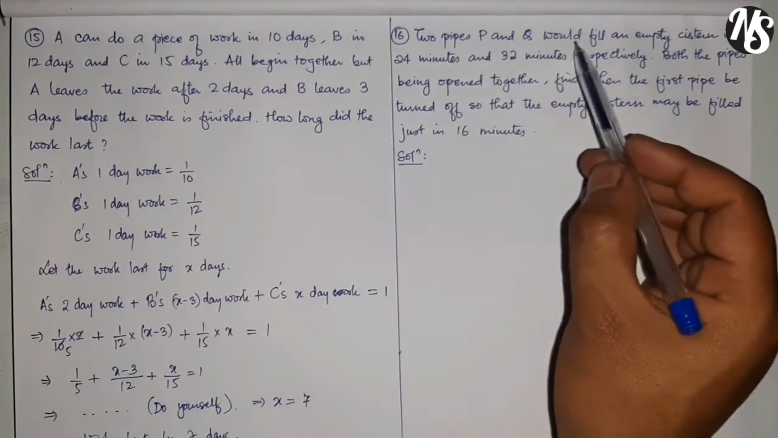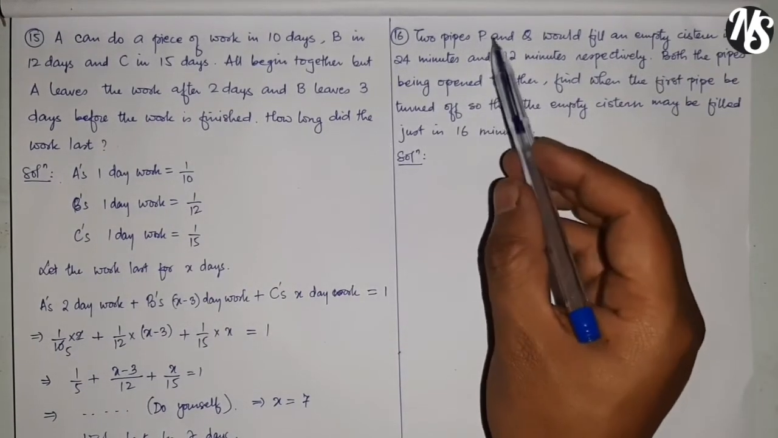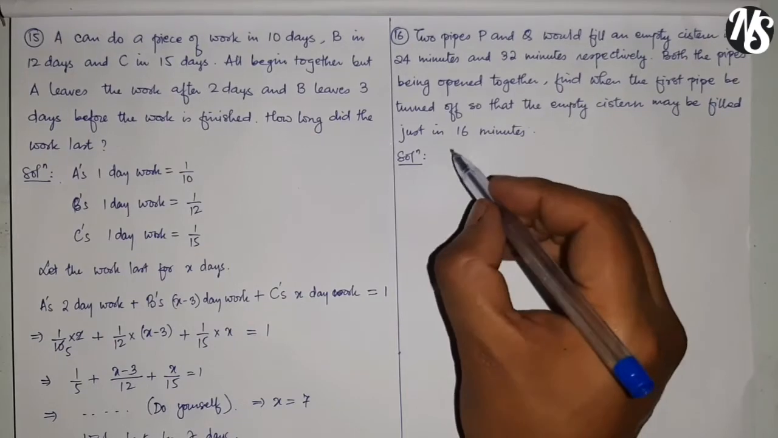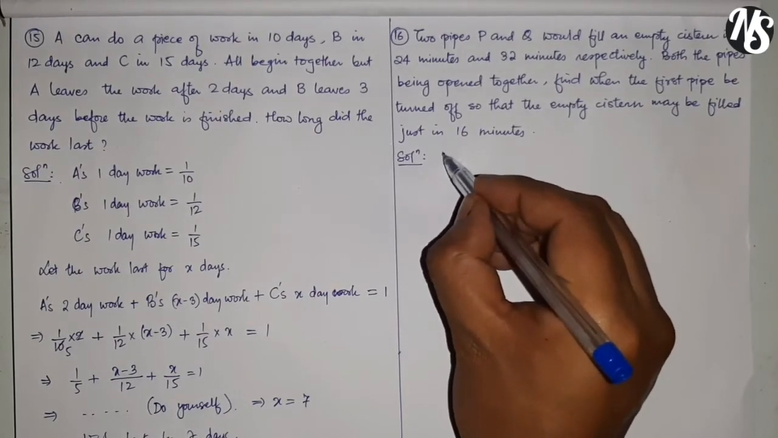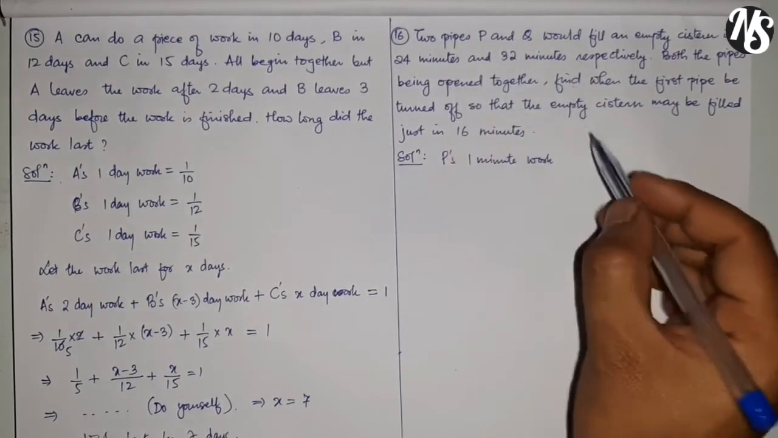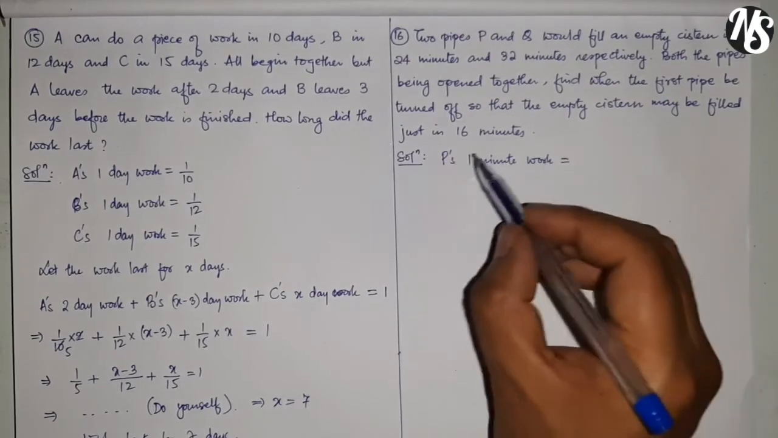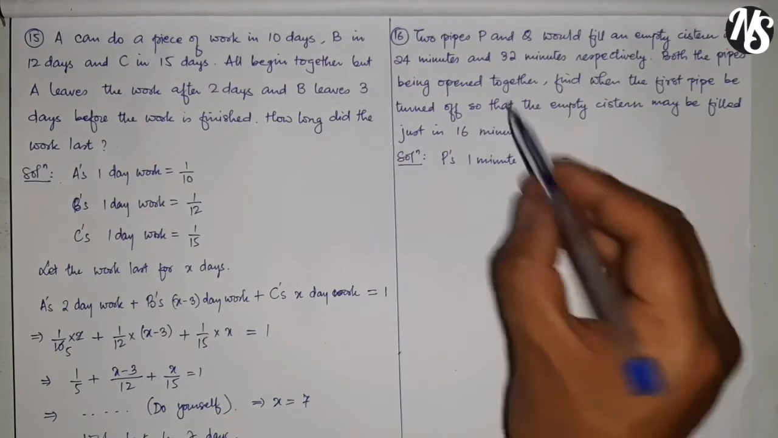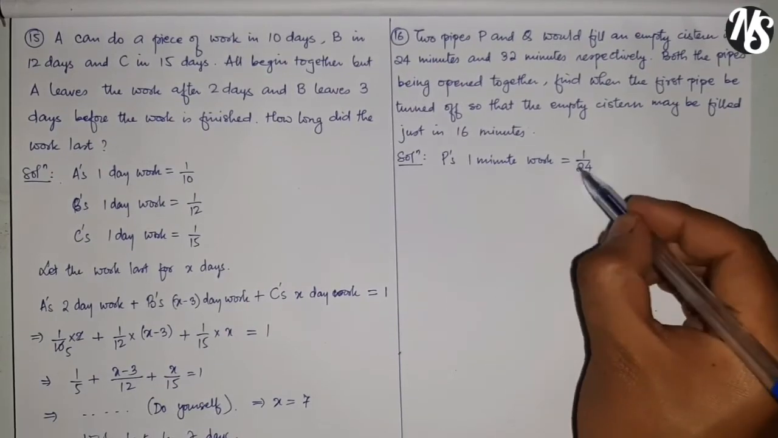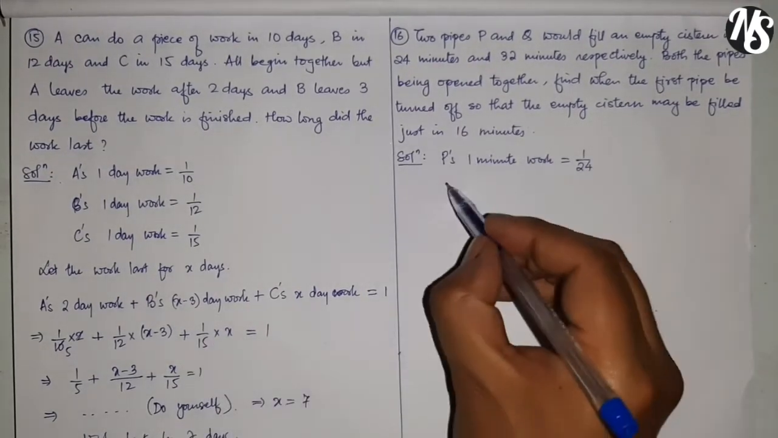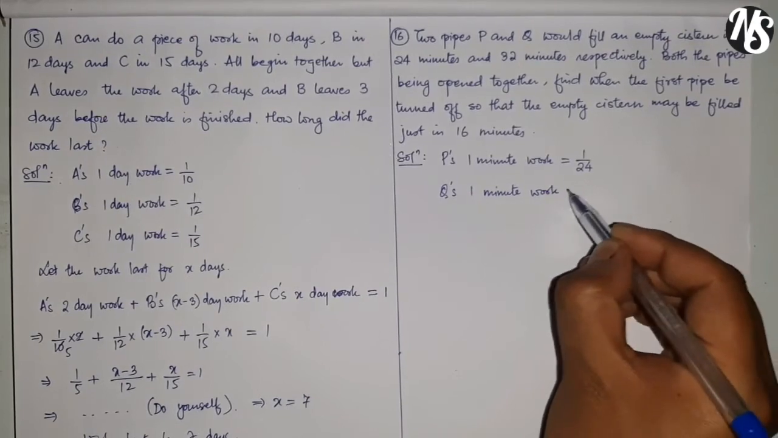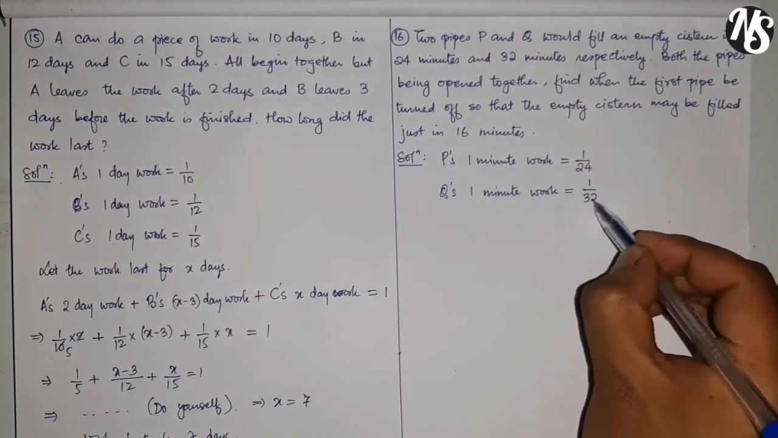So two pipes P and Q would fill an empty cistern in 24 minutes and 32 minutes respectively. So pipe P fills an empty cistern in 24 minutes. Let's find P's 1 minute work. So in 1 minute, P can fill 1 by 24 part of the empty cistern, the reciprocal of 24. Similarly, Q can fill in 1 minute the reciprocal of 32, which is 1 by 32 part.